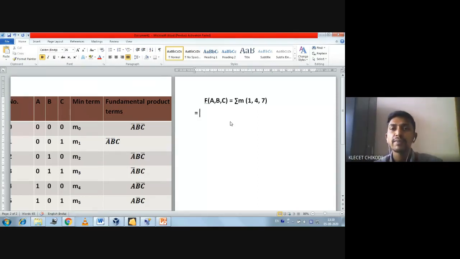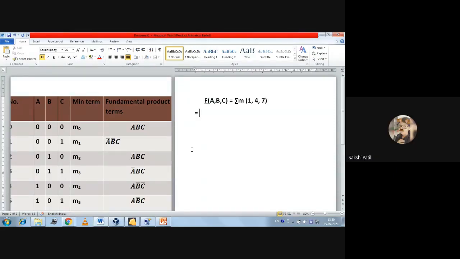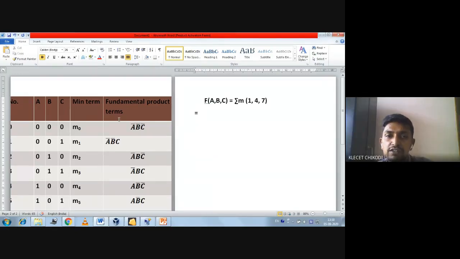You have to write the respective Boolean function for that. So what are the min terms available here? M1, M4 and M7. Using those M1, M4 and M7, can anybody just tell me the Boolean expression? A bar, B bar, C. Okay, first one. It will be A bar, B bar, C, right?